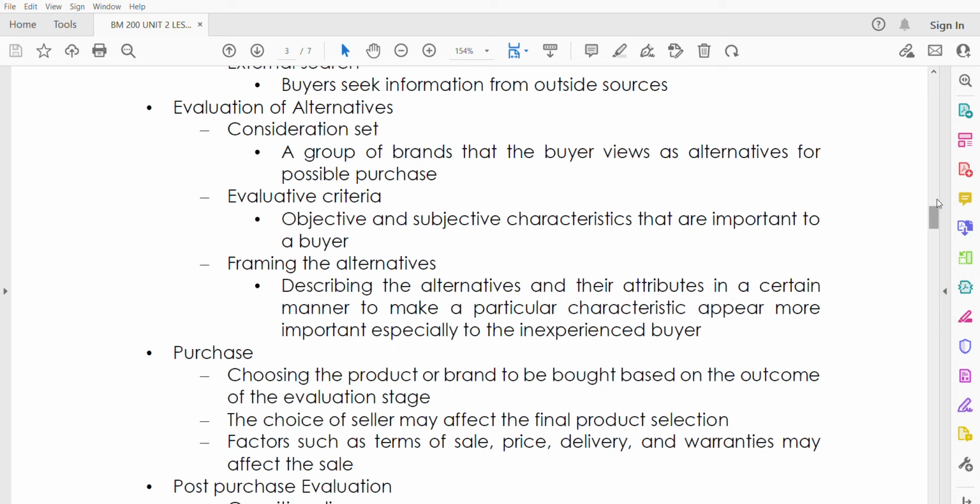You create an evaluative criteria. So, maghimo kag objective and subjective characteristics. Adto ba ka sa pinakabarato, sa pinakamahal, or sa tunga-tunga. Then, you frame your alternatives. Describe the alternatives and their attributes in a certain manner to make a particular characteristic appear more important, especially to the inexperienced buyer.